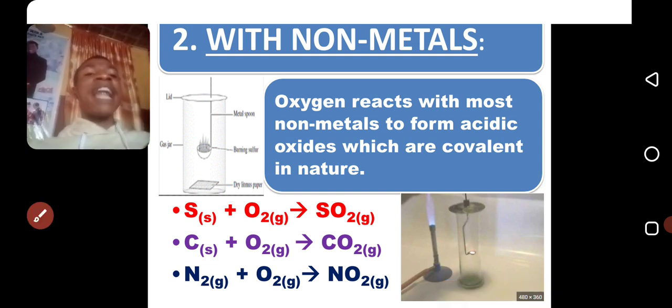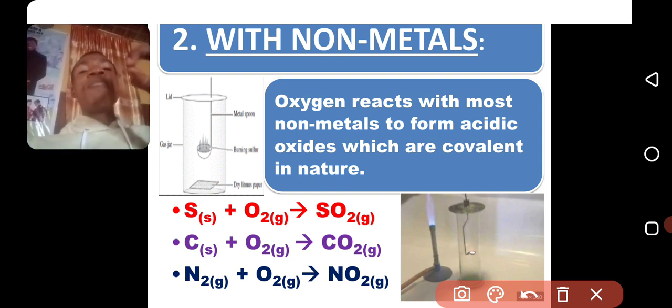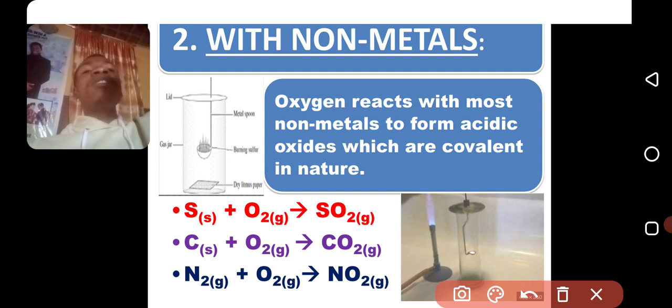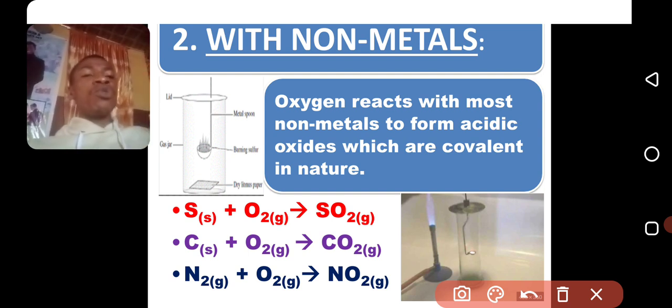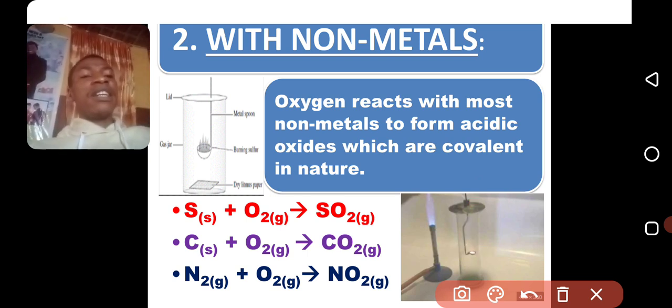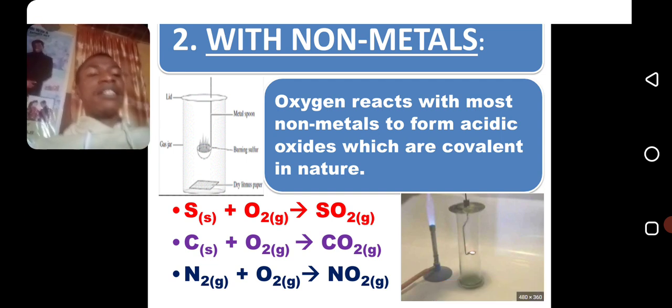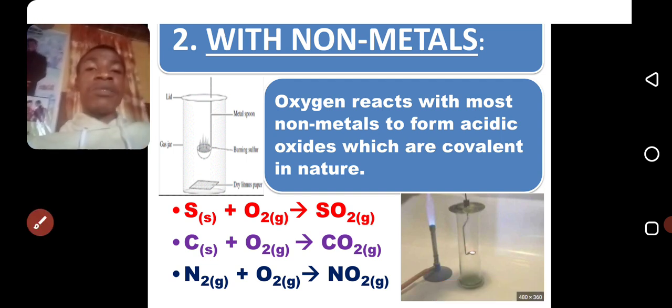You just put your non-metal inside the deflagrating spoon. Use the spoon to dip the non-metal into the gas jar containing oxygen. Then there will be a reaction and the non-metallic oxide will be formed.